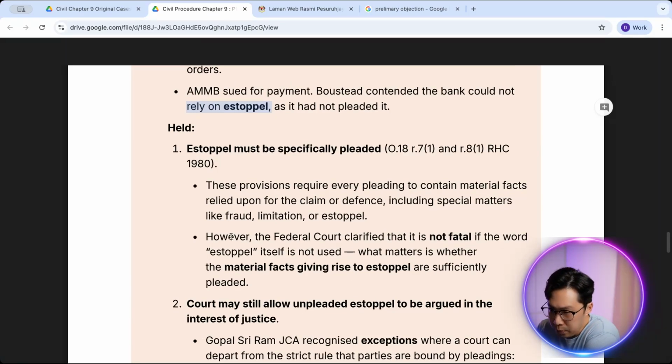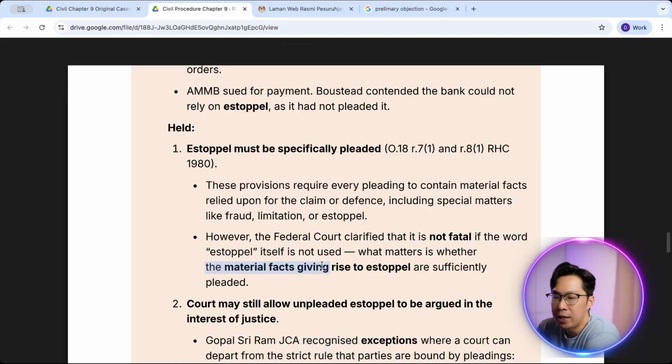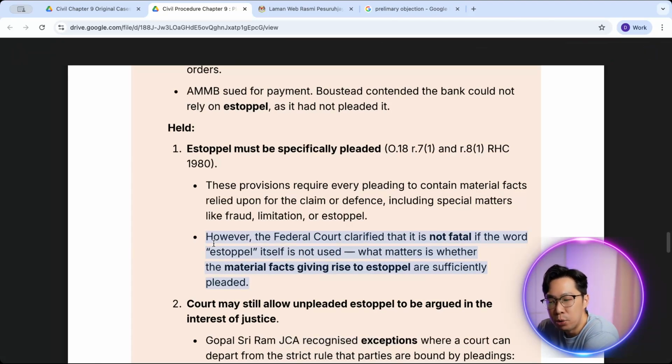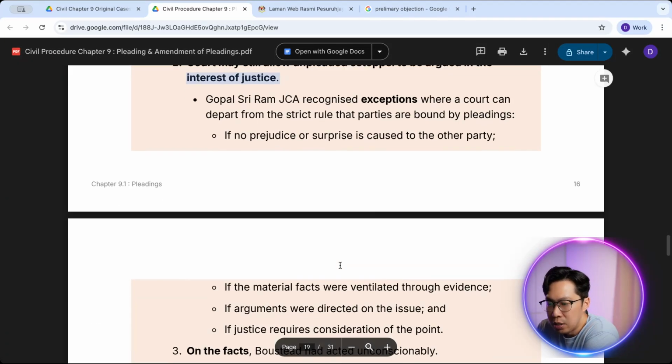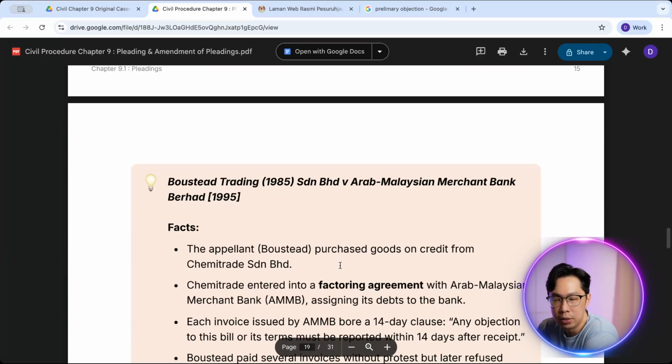Okay, however, the federal court clarified it's not fatal if the word estoppel itself is not used. What matters is whether the material facts giving rise to estoppel are sufficiently pleaded. Almost the same thing as your Wisma Punca Emas case. Okay, the court may still allow unpleaded estoppel to be argued in the interest of justice. So this one is almost the same as your Wisma Punca Emas.